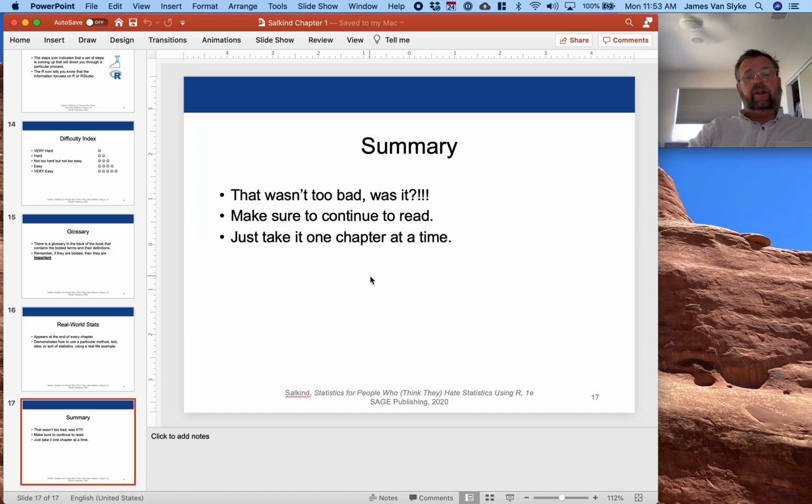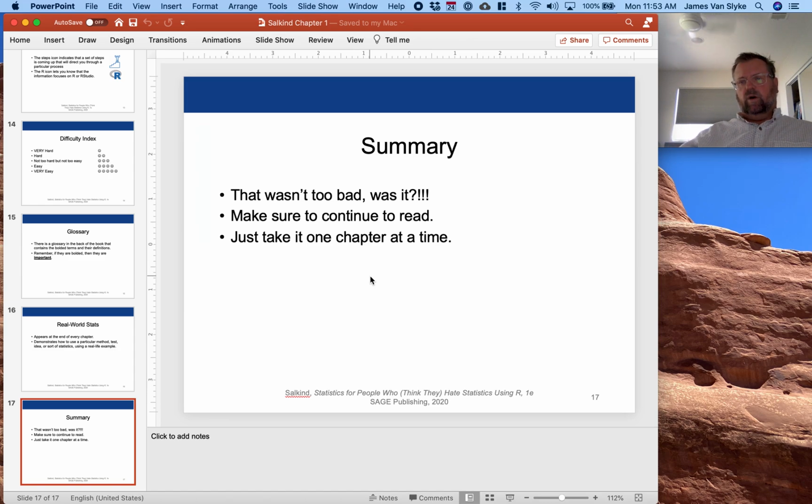Okay, so in summary, hopefully that wasn't too bad. We'll see. Make sure you continue to read, so you should be reading through chapter 1. There will be a quiz at the end of the week over this information. And then let's just take it one chapter at a time. What's nice about this book in comparison to the book I used before is this book goes much slower than the book I used in the past.